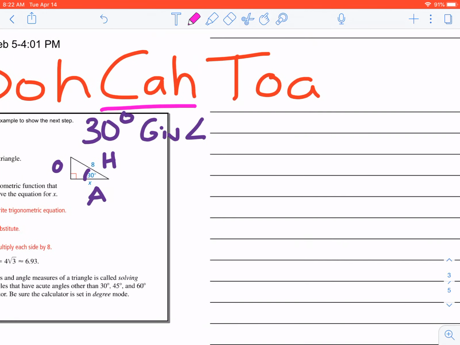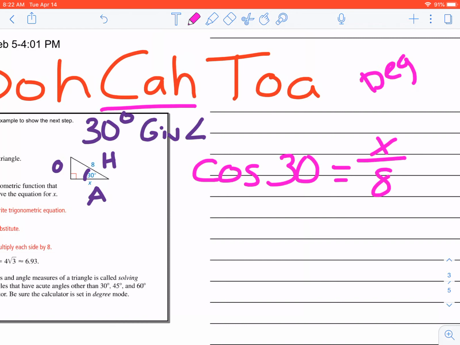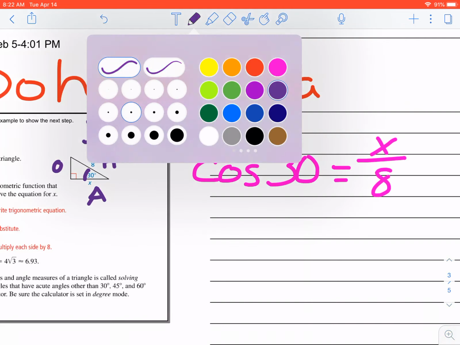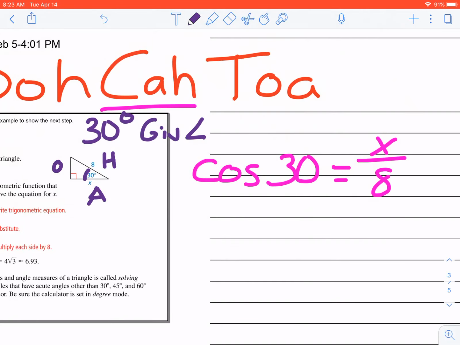So when I do that, I have cosine of my given angle, which is 30 degrees, equals adjacent over hypotenuse. Before we go any further, you've got to make sure your calculator is in degrees. If it doesn't say DEG or D or something like that at the top, then you might be in radians, and it's going to give you a radian measurement. Not a wrong measurement, just something different. So make sure you're in DEG before you go any further.